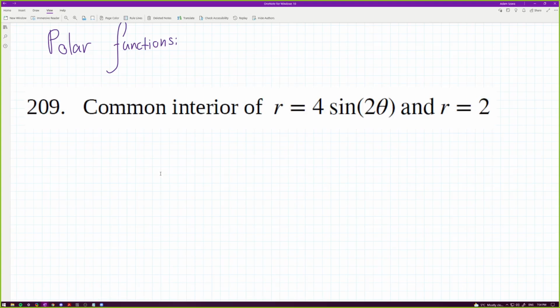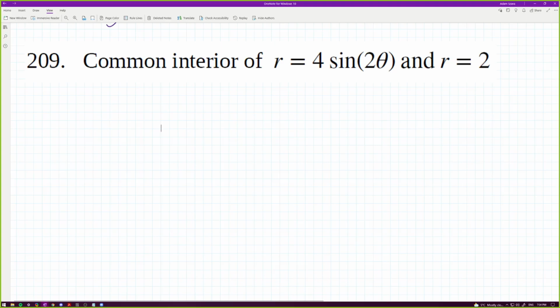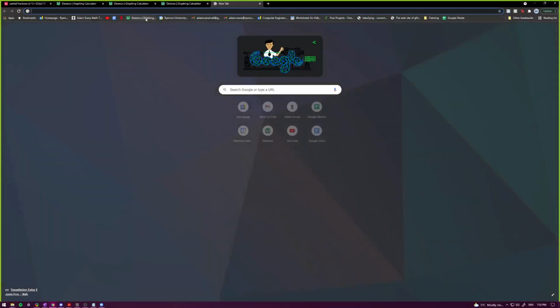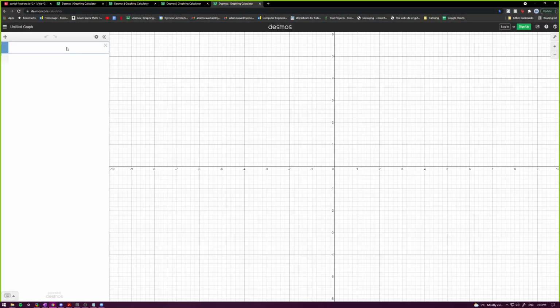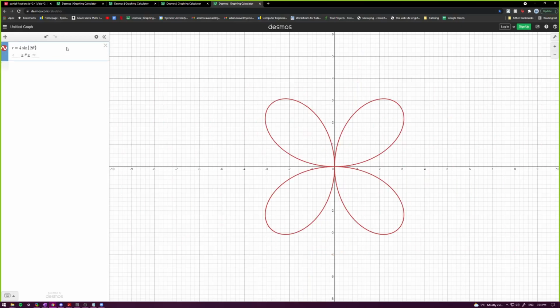Find the area of the common interior of r equals 4 sine 2 theta and r equals 2. To get a visual of this, we want to graph it. So let me graph it quickly. I think it might have been 2 theta. Yeah, 4 sine 2 theta, and the other bound was r equals 2.